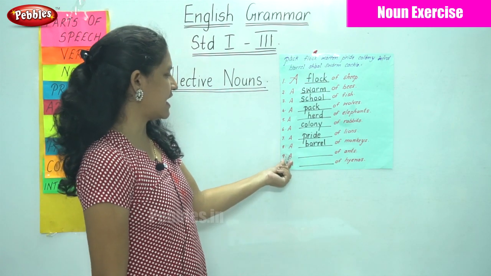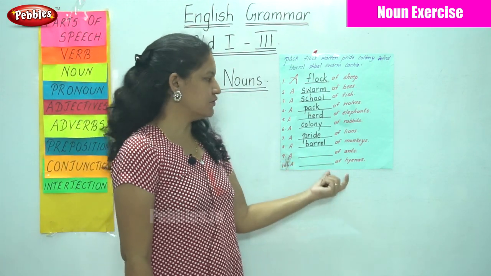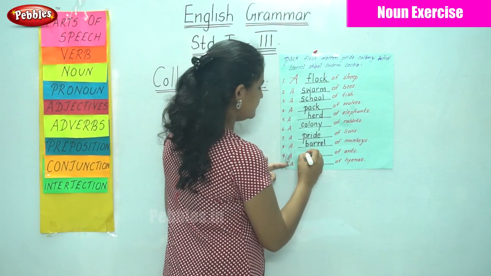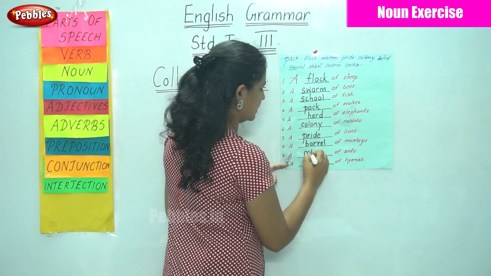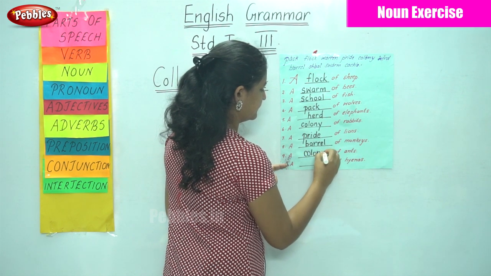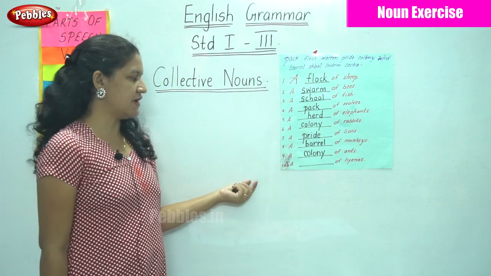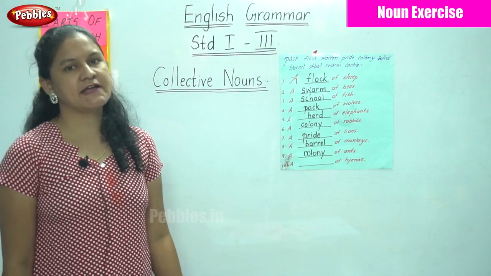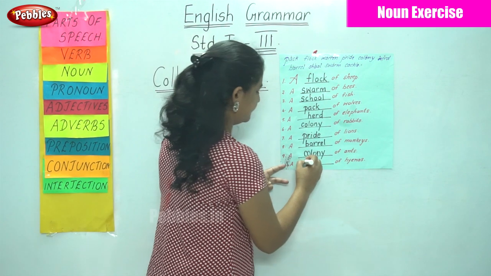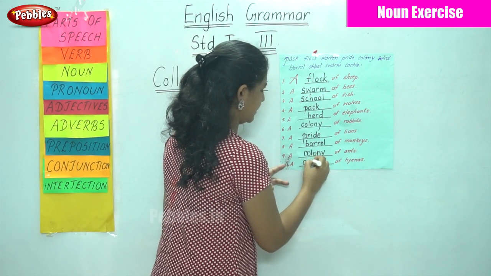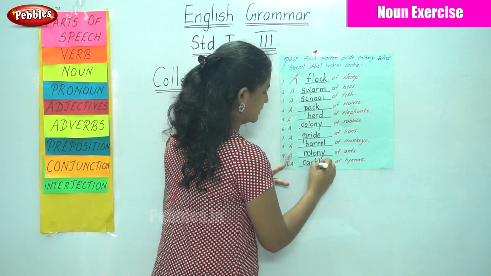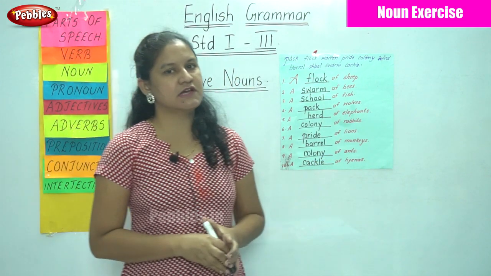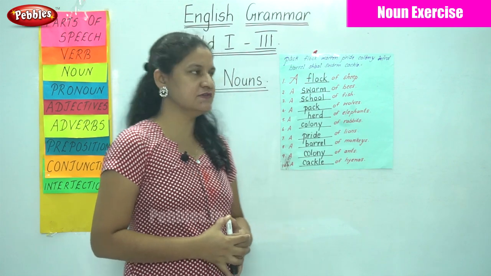In the next sentence we have a dash of ants. So we say a colony of ants. And the last sentence we have a dash of hyenas. So we say a cackle of hyenas. So I use the collective noun cackle. So these are all the collective nouns that we have made use of.